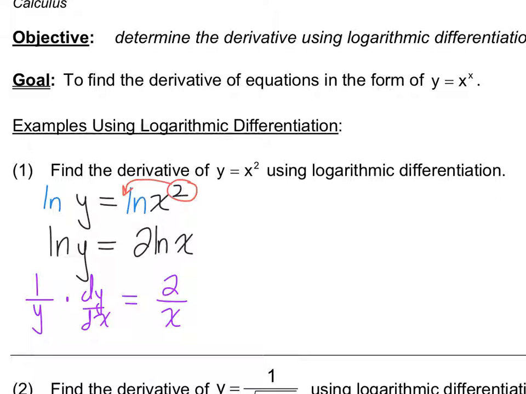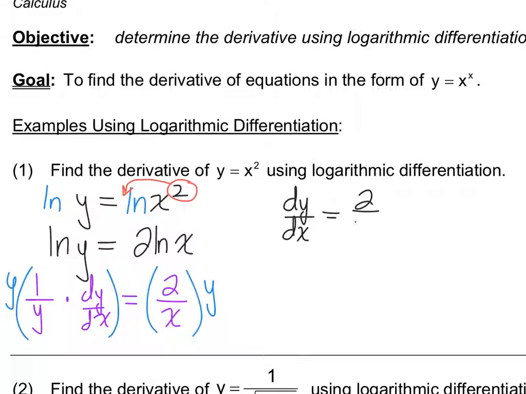My goal is to figure out what dy dx is, not 1 over y dy dx. So what do you think I ought to do here? Divide both sides by 1 over y, which is the same as multiplying both sides by just a plain old y. So the left-hand side becomes dy dx. The right-hand side is 2 over xy.